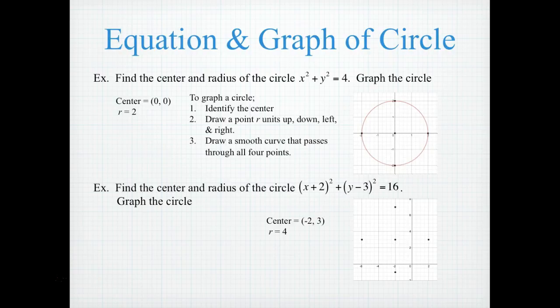Those coordinates are going to lie at, the one up top is at negative 2, 7. The one at the bottom is at negative 2, negative 1. And to the right of the center is going to be at 2, 3. And to the left of the center is at negative 6, 3. And then I draw a smooth curve that passes through all four of those points. And that wraps up our lesson on the equation and graph of a circle.